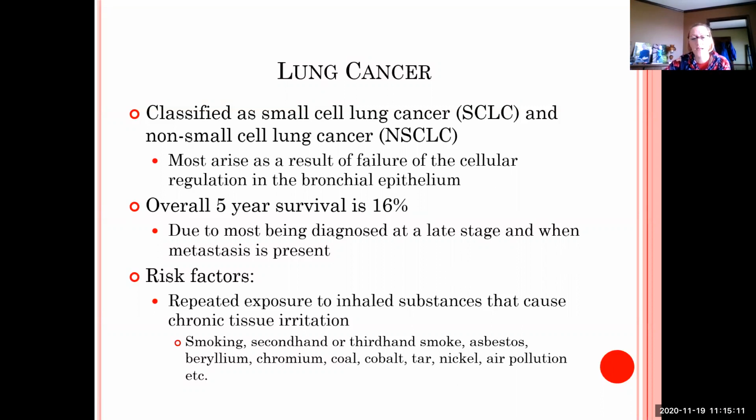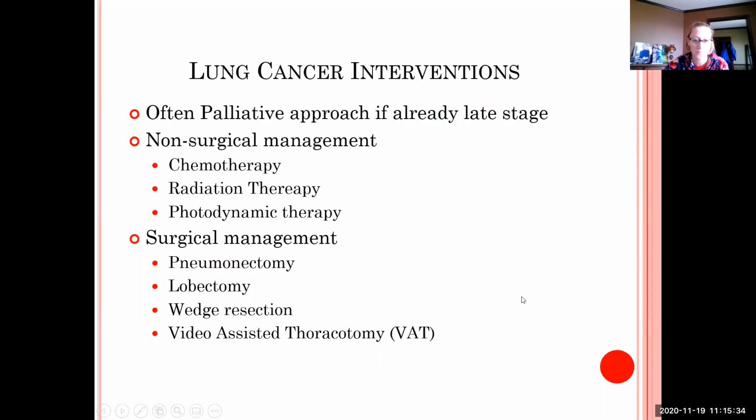Overall survival rate is only about 16%. Some risk factors include exposure to inhaled substances that cause chronic tissue irritation. We know smoking is a big thing with lung cancer, but also secondhand and third-hand smoke, asbestos, beryllium, chromium, coal, cobalt, tar, nickel, and air pollution. All those things can be risk factors for developing lung cancer.